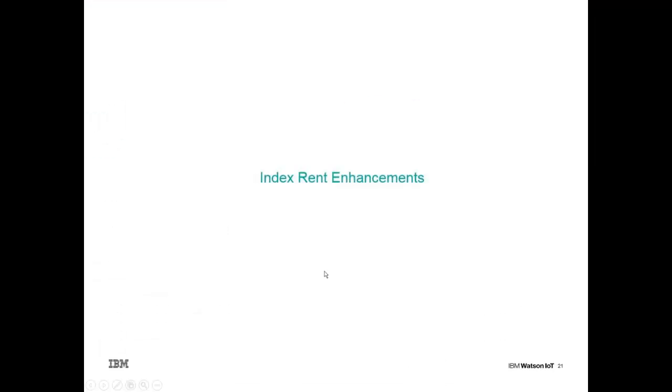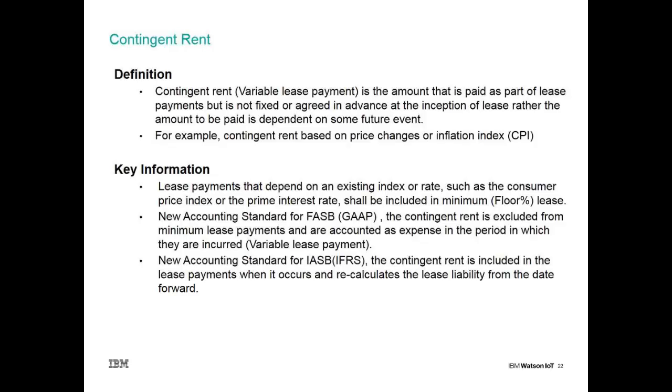For the contingent rent, the definition of the contingent rent is that it is a variable lease payment, which is the amount that is paid as part of the lease payment, but is not fixed or agreed in advance at the inception of the lease. The amount to be paid is dependent on some future event, for example contingent rent based on price changes or the inflation index.